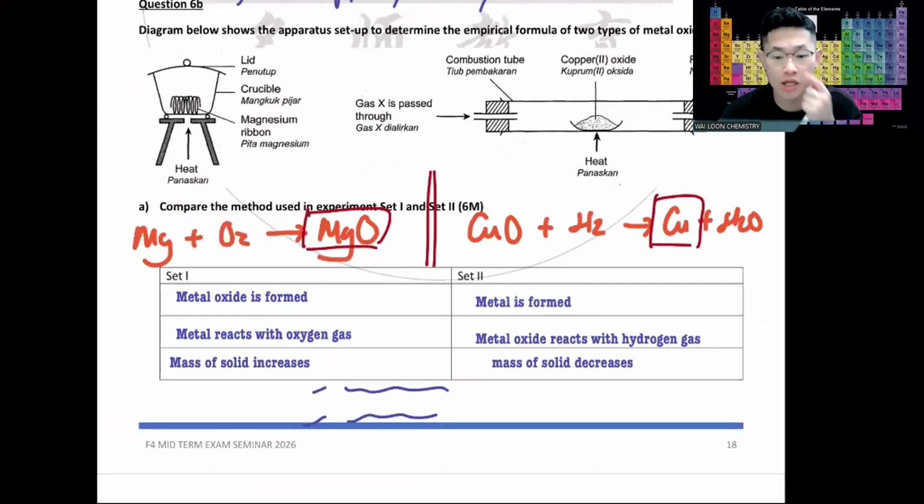Can I change solid to metal? Cannot. Because you see, one experiment is metal, another experiment is metal oxide. So just write solid. You use a general term.